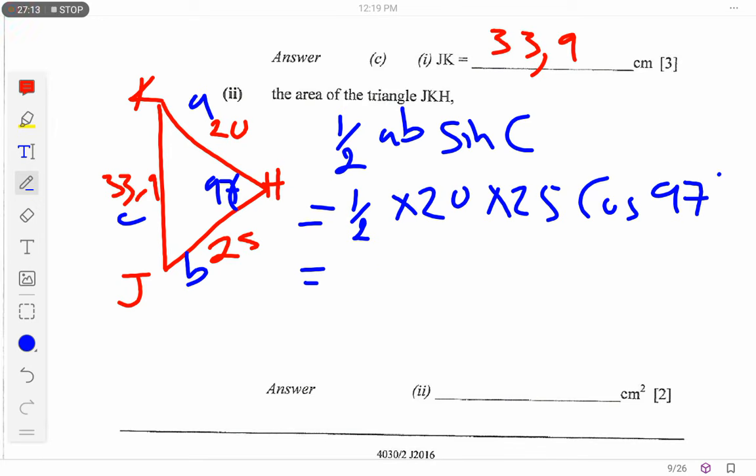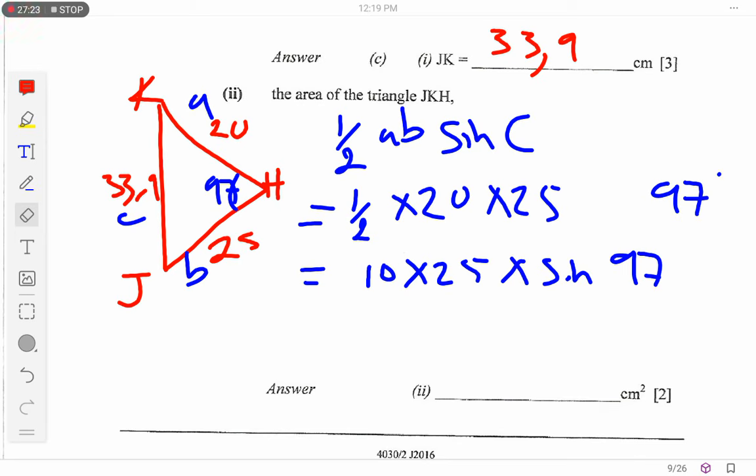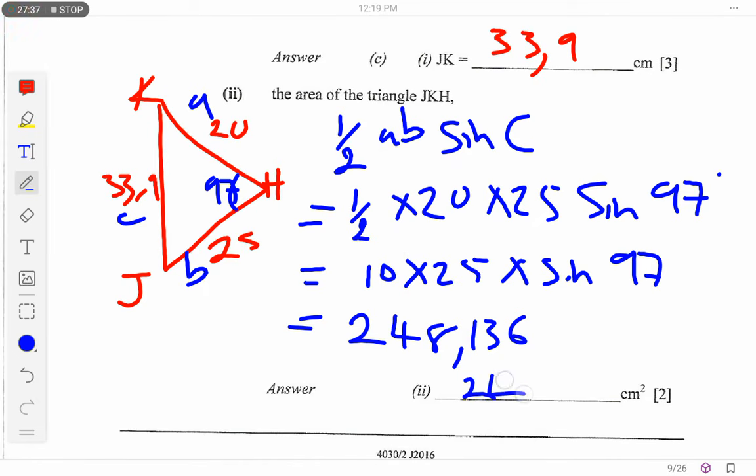So we get here 10 times 25 times sine 97. I was writing cos here, it's a sine there. This is sine. Okay, so our answer here is going to be 248.136. So you can write to one decimal as 248.1 centimeter square is your final answer there.